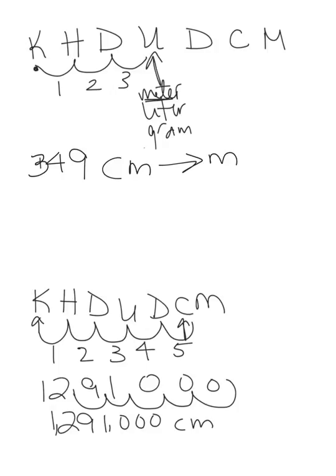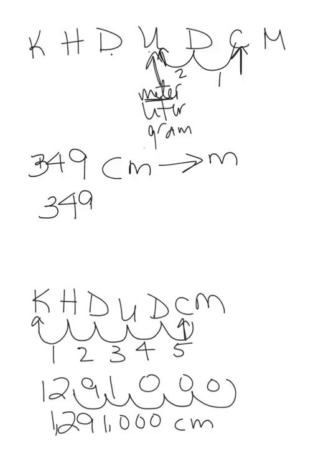Come on, why won't this erase? Here we go. Okay, so now we are going from centimeters to our unit. So we're going from here to here. That is 2 jumps to the left. So now we're going to take our number and move the decimal point 2 places to the left. 1, 2. So our new number is 3.49 meters.